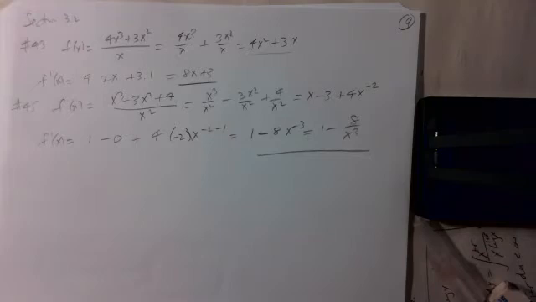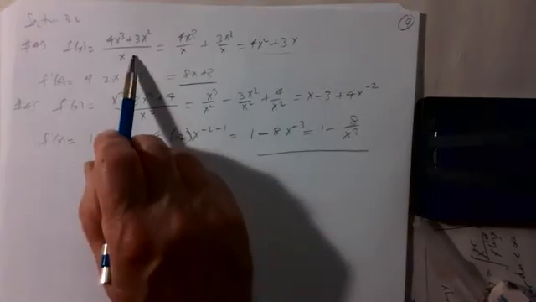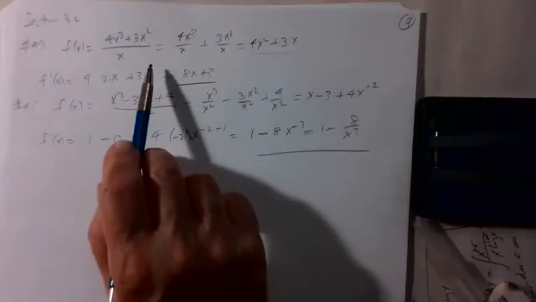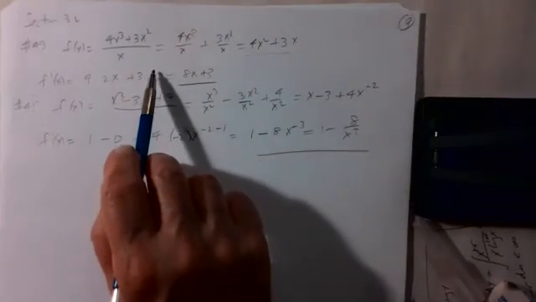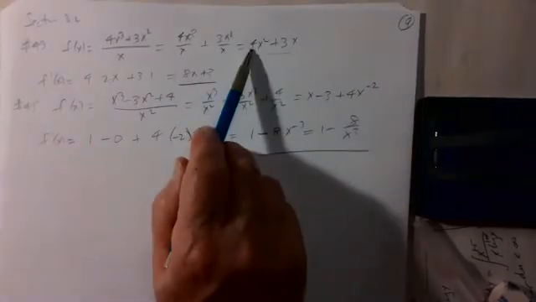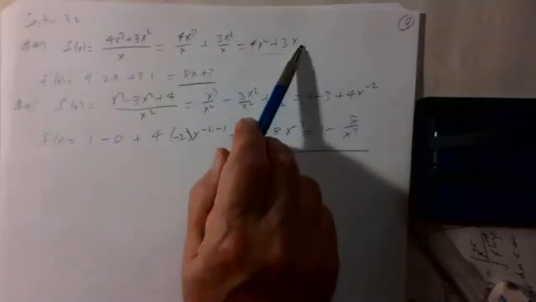Professor, with the first question, starting with 4x squared over x plus 3x squared over x, the result of that, should it be 4x plus 3x or? So 4x cubed over x is 4x squared. 3x squared over x is 3x.